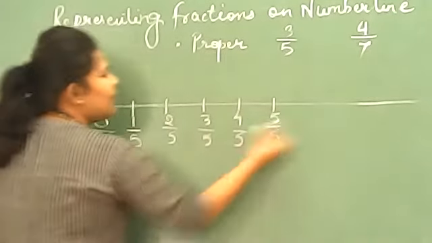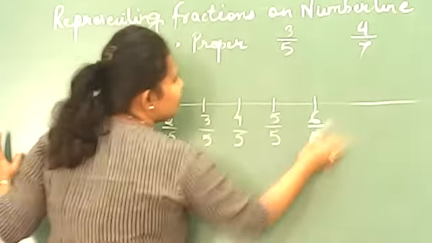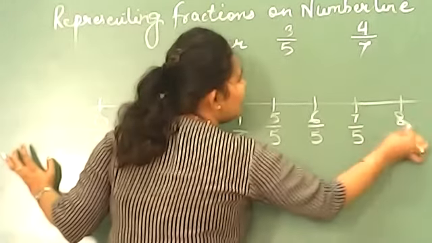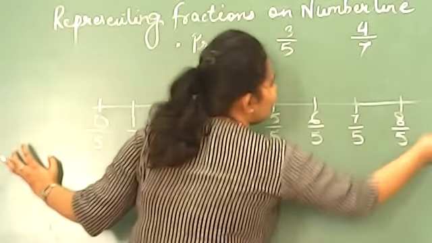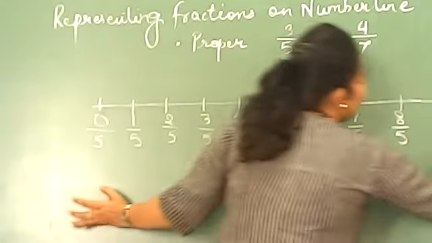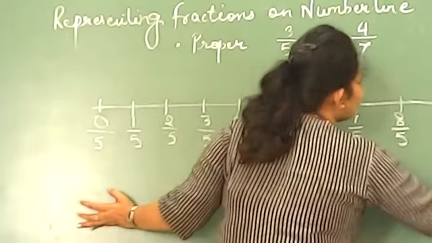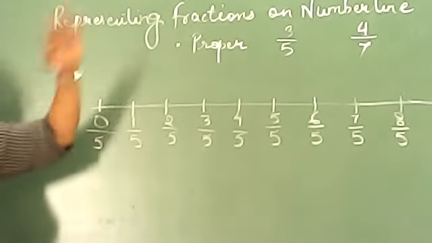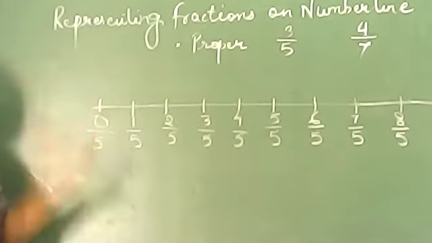Next number? 5 by 5. Next number? 6 by 5. Next number? 7 by 5. And next number? 8 by 5, 9 by 5, and 10 by 5. I am not increasing much more because the line is never ending. So you can have it till 10 by 5 only.